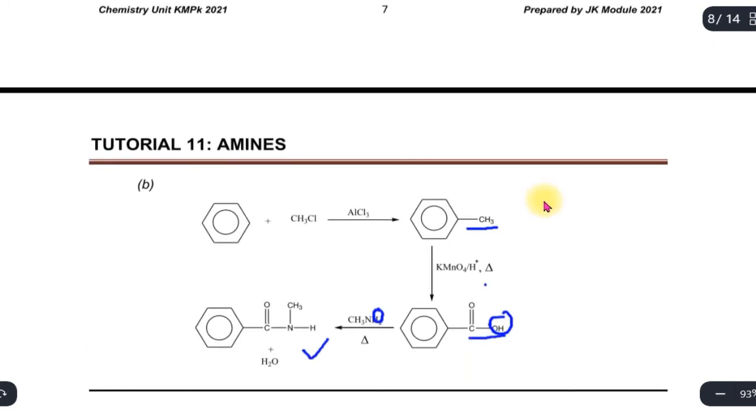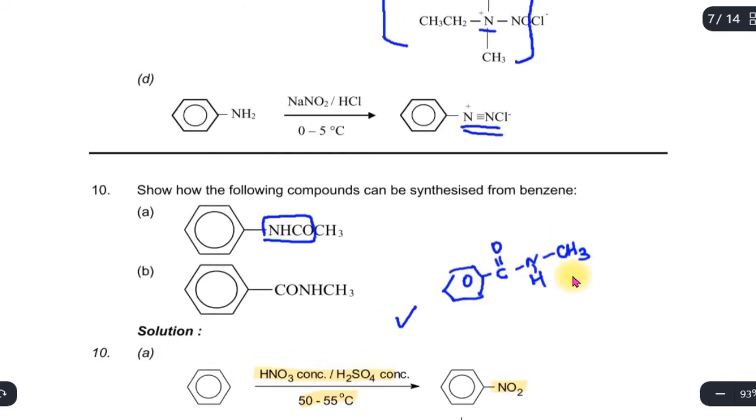If you want the benzene ring attached to the C double bond O, then only form the amide. For this one, you have to undergo Friedel-Crafts alkylation first, one of the electrophilic aromatic substitutions, and then you have to oxidize the toluene to form benzoic acid, and then the benzoic acid reacts with the amine. So question 10 is a popular question, to show the synthesis of an amide compound from a benzene ring.